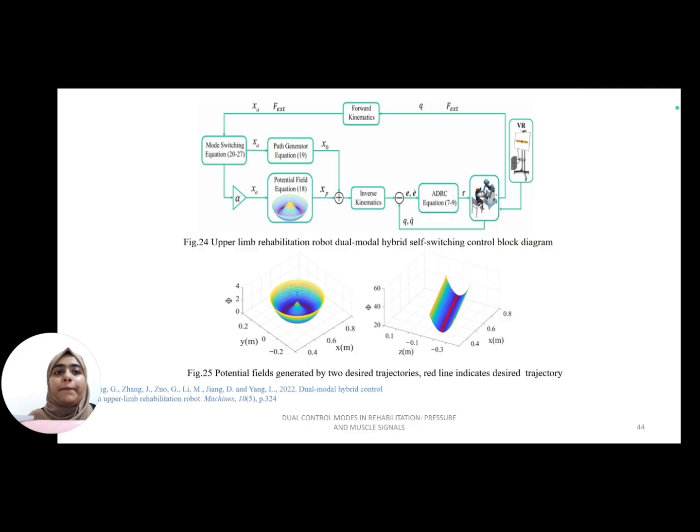And next we have the upper limb robot dual mode hybrid self-switching control block diagram. As I said before, they have a mode switching equation. From there it goes to the forward kinematics or the path generator, and they also have a potential field equation for generating the desired trajectories. And there we have red lines which indicate the desired trajectory. And then we have an ADRC equation at the end for controlling the robot, and we also have a virtual reality vision at the end.